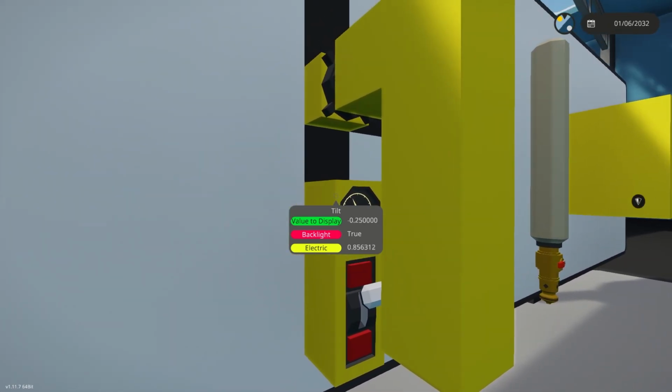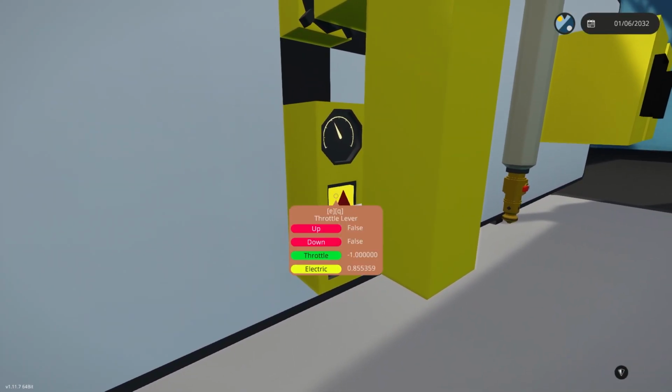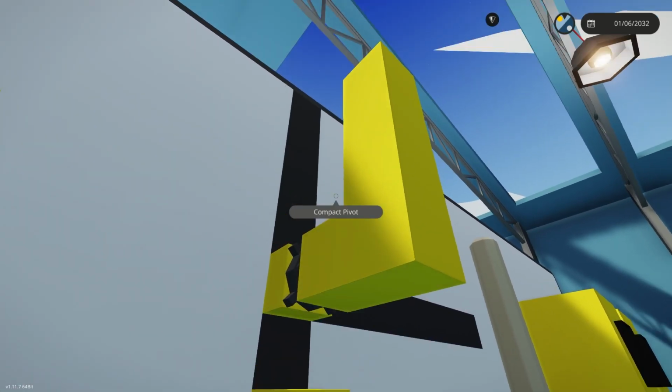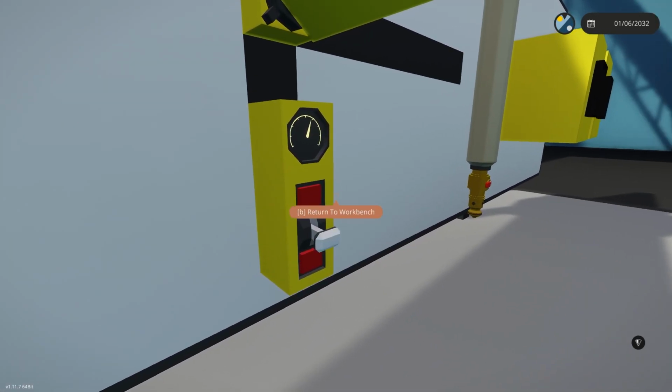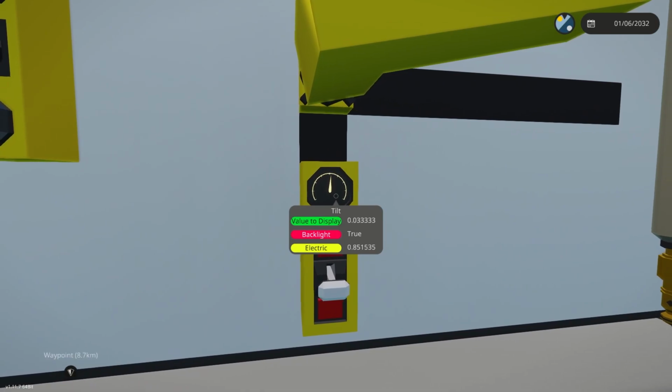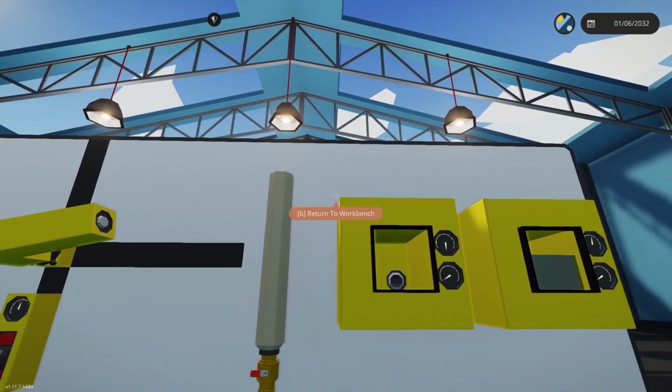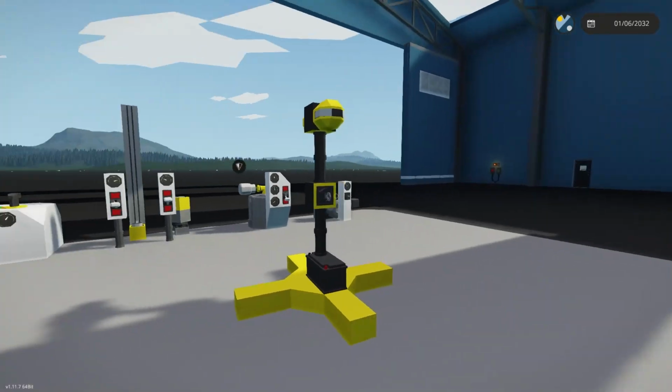Usually I multiply this number by quite a bit when I'm doing math calculations, because this is obviously going to be a lot smaller of an output than 1. Most sensors in Stormworks usually work on a scale from 0 to 1 or negative 1 to 1. And then I'm going to come back to these two in a second.